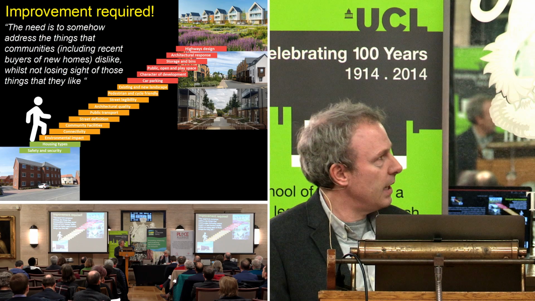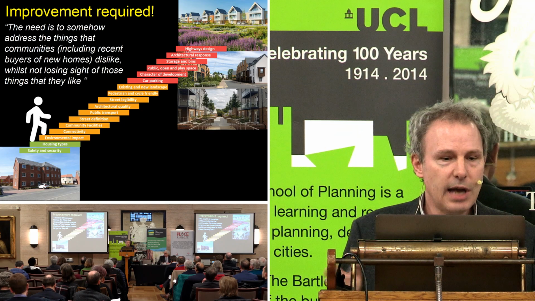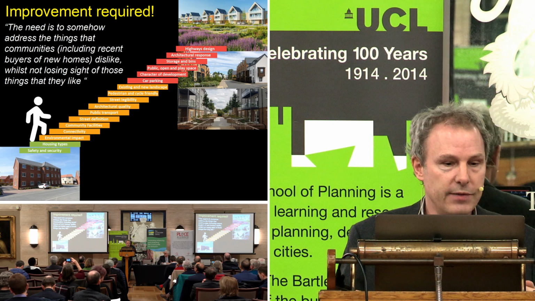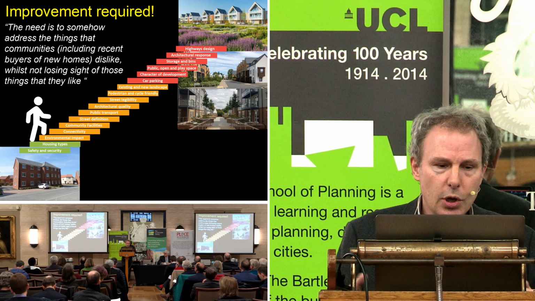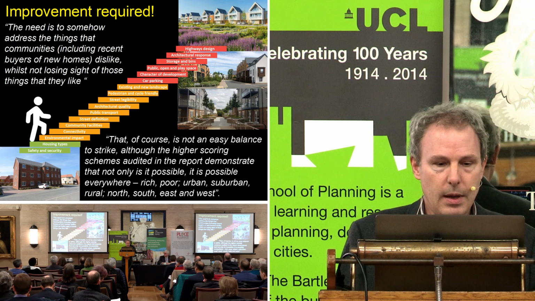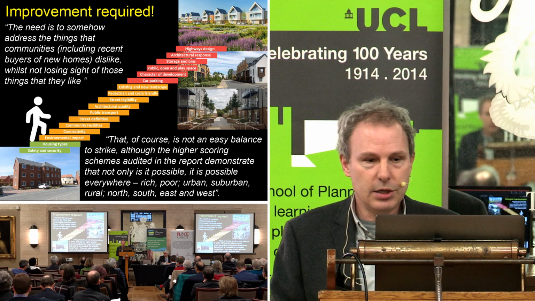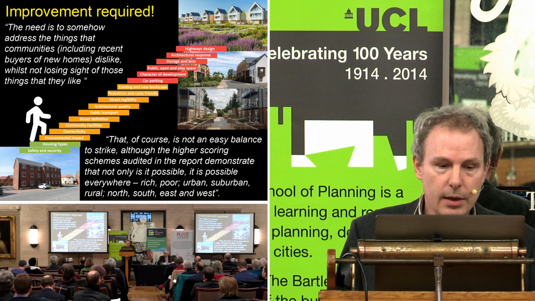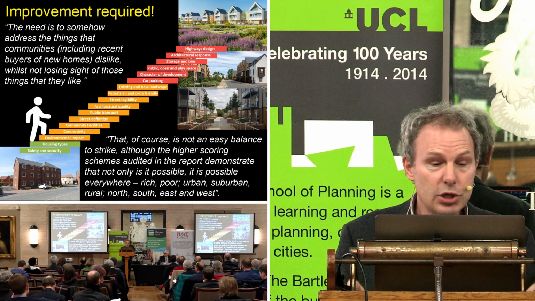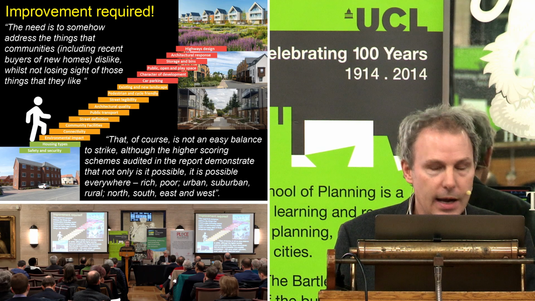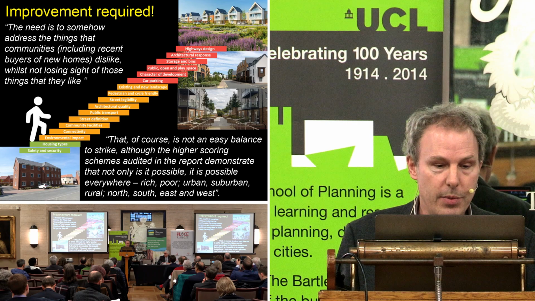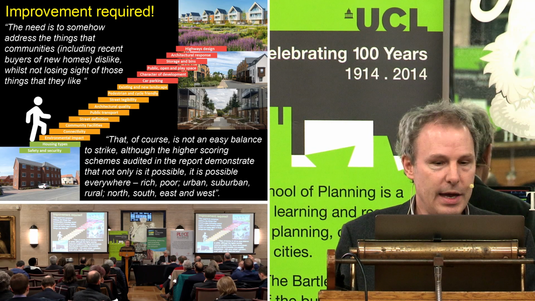The report concluded the need is to somehow address the things that communities, including recent buyers of new homes, dislike, whilst not losing sight of those things that they like. That, of course, is not easy to do. There's a balance to be struck, although higher scoring schemes audited in the report demonstrate that it is not only possible to deliver good design, but it's possible to deliver it everywhere: rich, poor, urban, suburban, rural, north, south, east and west.